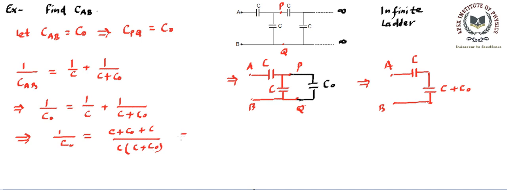That's going to be a quadratic equation. We can solve that quadratic equation to get our answer. Let's multiply them, cross multiplication. So it's going to be C square plus C naught into C, and then plus is equal to that side, twice C into C naught will become twice C C naught, and C naught into C naught will become C naught square.